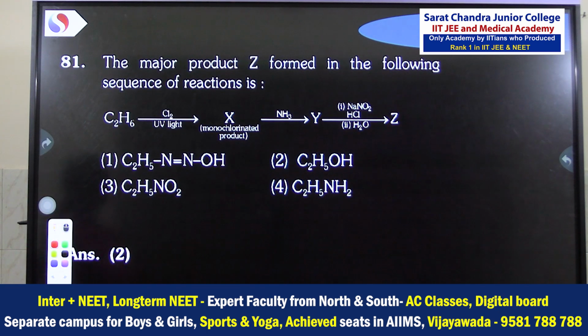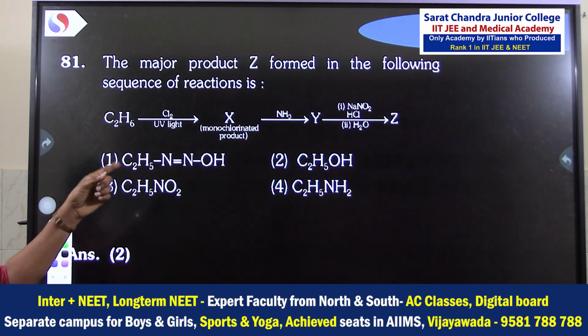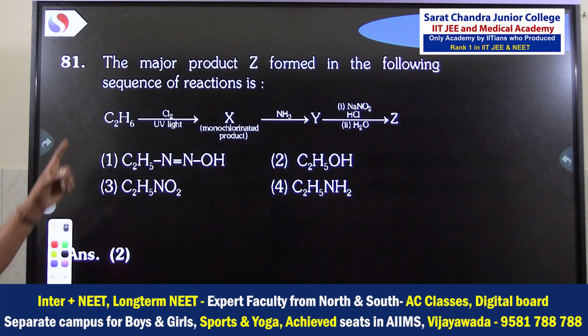Next question, 81. The major product Z formed in the following sequence of reactions is. It is a multi-step reaction. So X, Y, Z, and the major product Z is asked. What is Z?